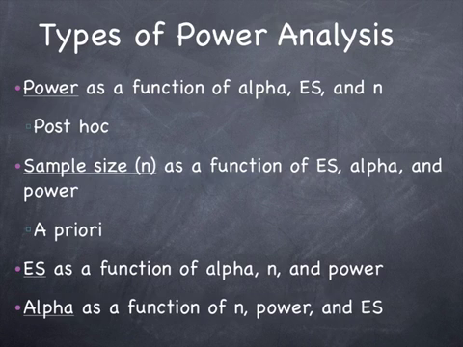So how did we get from here to where we were? I'm not sure, but I'm going to start sort of over here, though it's not going to be a recapitulation of everything that we just went through. So power as a function of alpha, effect size, and n. So we do our study, we have our alpha, we have the effect size from the study, we have the n that we did in the study, we can calculate power, right?